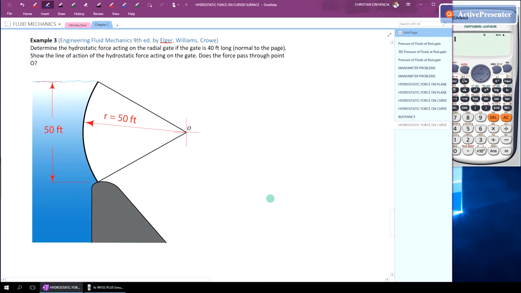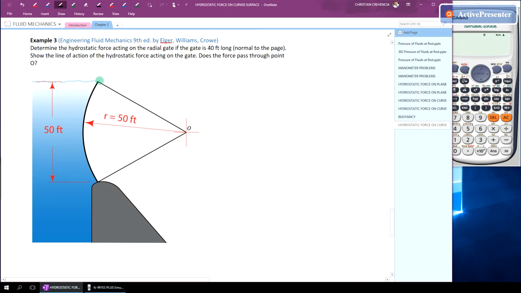Hello guys, so I'm back for our next example under the topic of hydrostatic force on curved surface. So in this problem, and by the way this is from Engineering Fluid Mechanics, 9th edition by Elger, Williams, and Crowe. Okay, so first is to determine the hydrostatic force acting on the radial gate if the gate is 40 feet long, normal to the page.